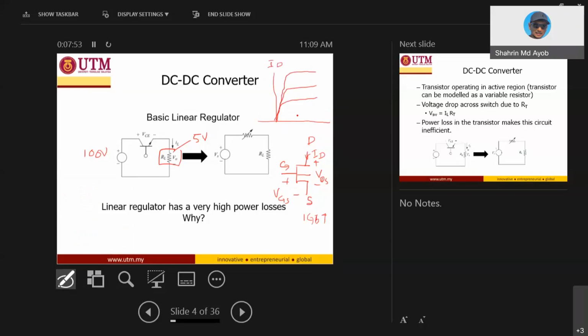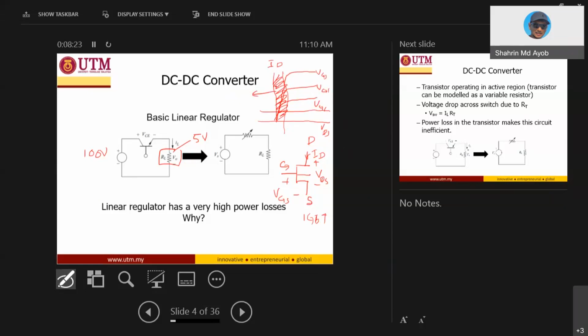I drain. This one VDS, right? And this one is your VGS. Okay, VGS1, VGS2, VGS3. So we have three regions, right? We can divide into three regions. What region is this for the transistors?